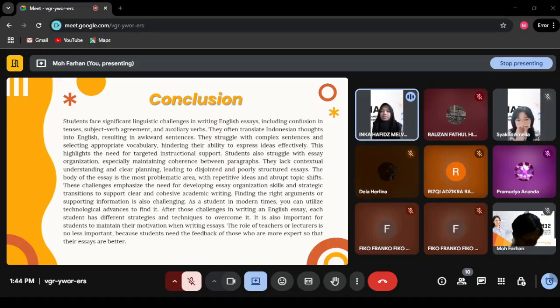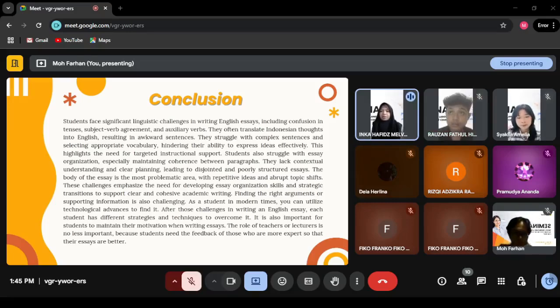Students also struggle with essay organization, especially maintaining coherence between paragraphs, the lack of contextual understanding, and clear planning, leading to disjointed and poorly structured essays. The body of the essay is the most problematic area, with repetitive ideas and abrupt topic shifts. These challenges emphasize the need for developing essay organization skills and strategic translation to support clear and cohesive academic writing.